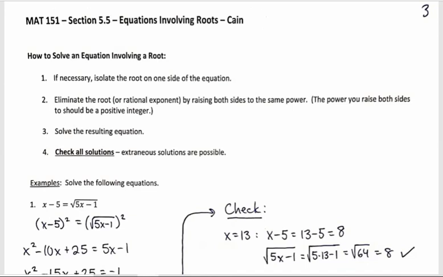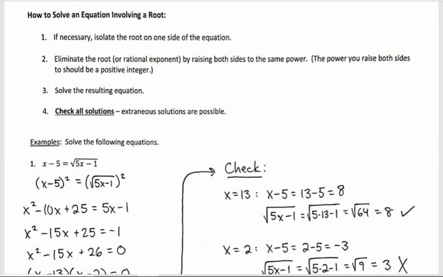So if you have a square root and you square that, then the power you're ultimately going to end up with is 1/2 times 2, which is 1. Or if you have, let's say, a fifth root, then if you raise that expression to the 5th power, ultimately your exponent is 1/5 times 5, which is 1. So that's basically the strategy here.